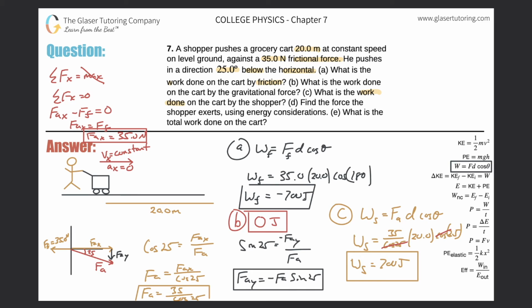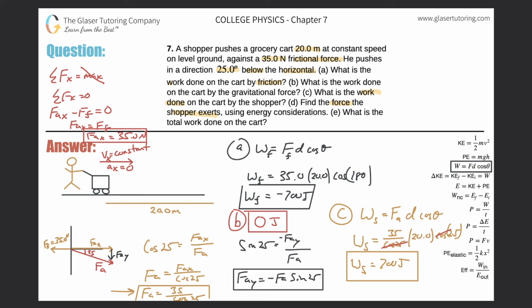There's no net force on the cart. There's no acceleration on the cart, so there's no net force. So therefore, the work due to friction of negative 700 should have been equal but opposite to the work done by the shopper, which it worked out to be. So letter D, find the force the shopper exerts using energy considerations. So actually, we basically just did that. That would be this part right over here.